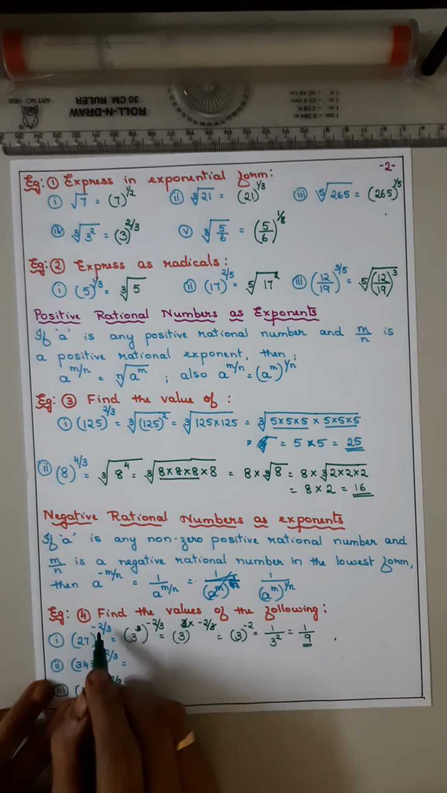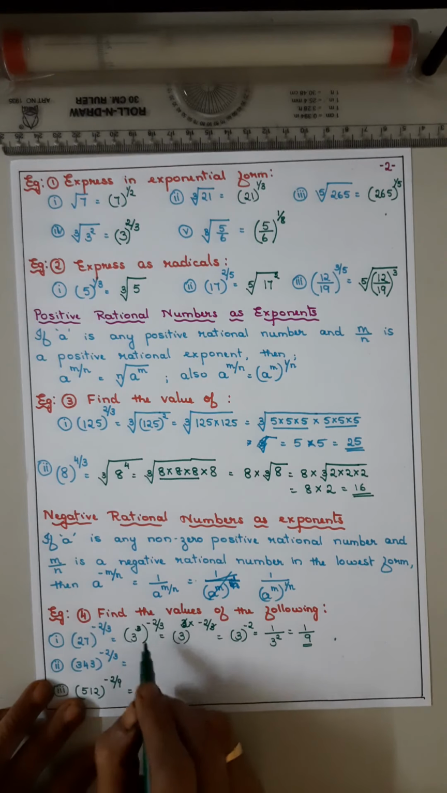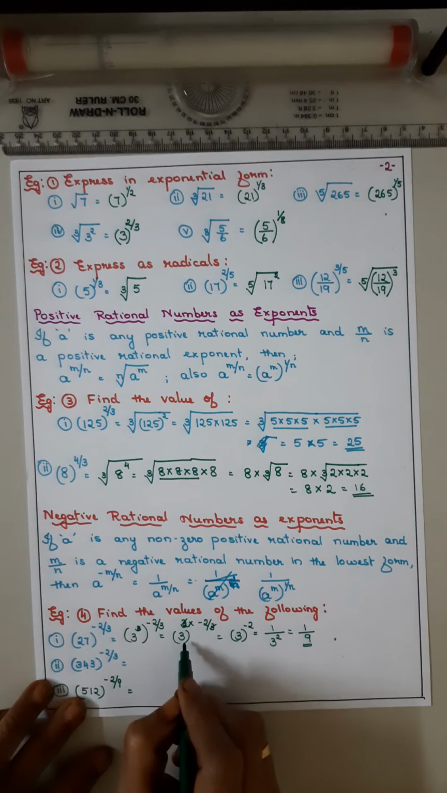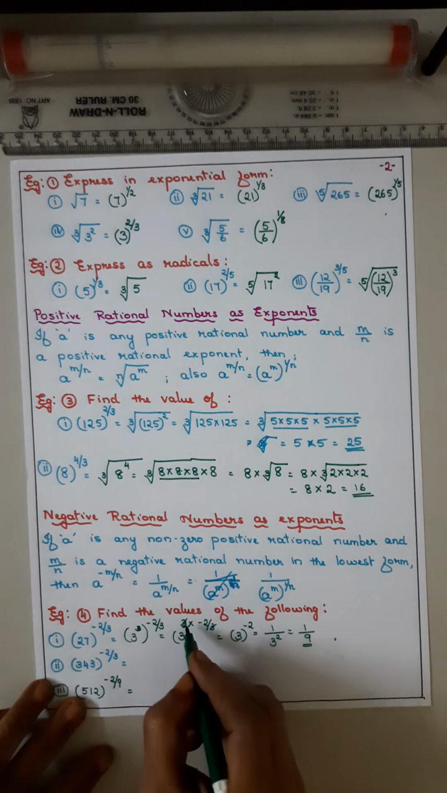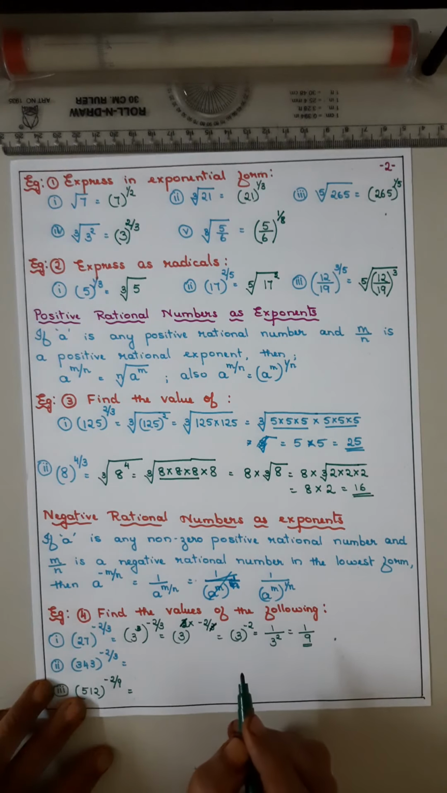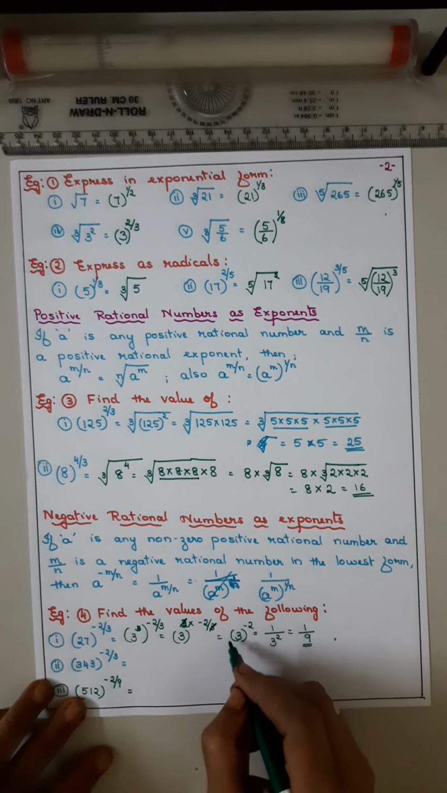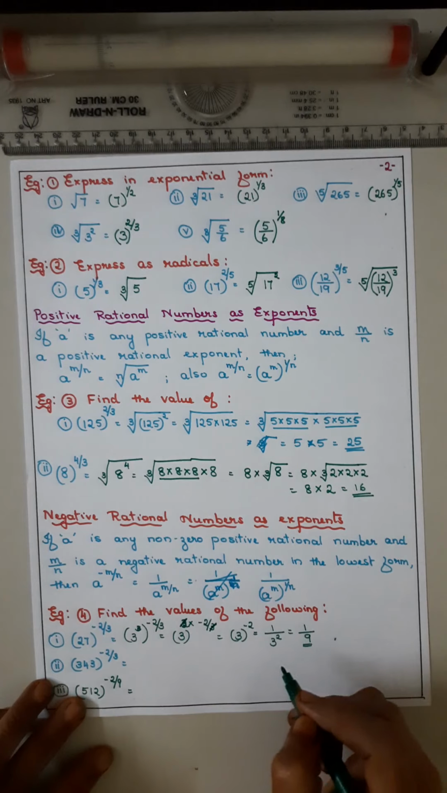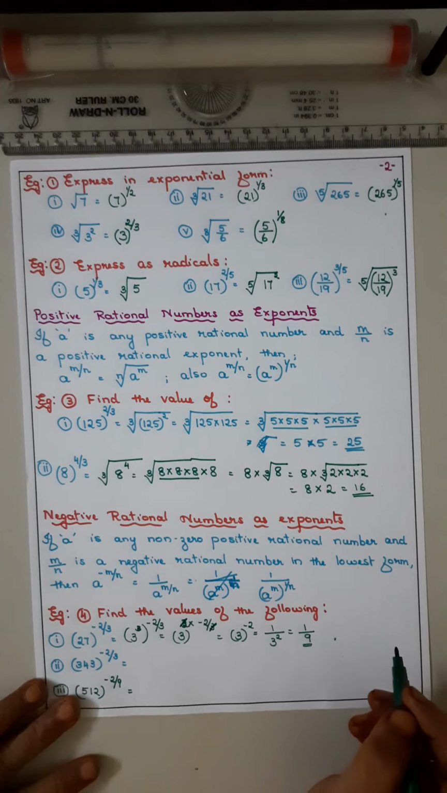So 27 to the power minus 2 by 3 is equal to 3 cube, the whole power minus 2 by 3. Now you know the rule. When there is a bracket, you have to multiply. So 3 into minus 2 by 3. Now this 3 and this 3 are cancelled. Now what is remaining? 3 to the power minus 2. Now the power is negative. So how will you convert it into positive? 1 by 3 squared. That is equal to 1 by 3 squared, which is 9.